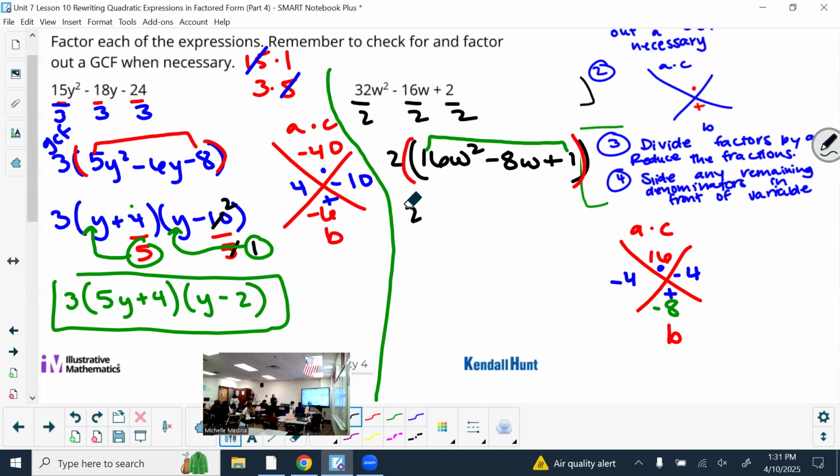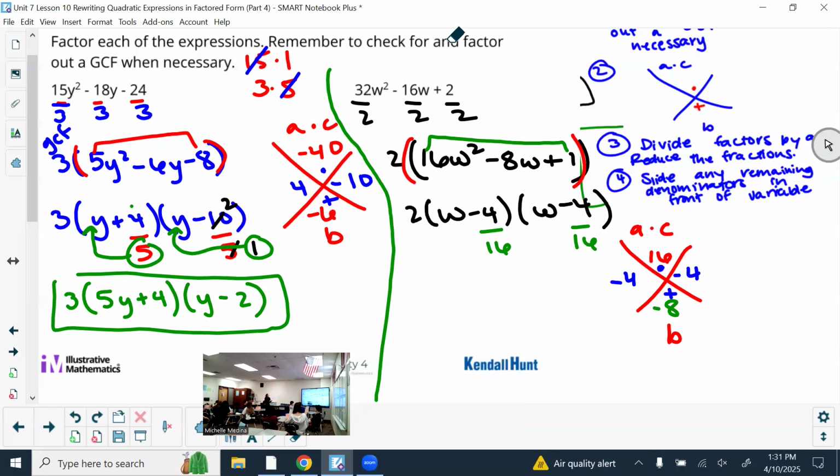Okay. So far, this is what I have. W minus 4, W minus 4. But wait, this doesn't multiply to 16w squared. That's why we have these extra steps. We need to divide our factors by A. What was our A? 16. Not 32 because we had a GCF, so we're just factoring the parentheses right now. So divide by your A, not your GCF.